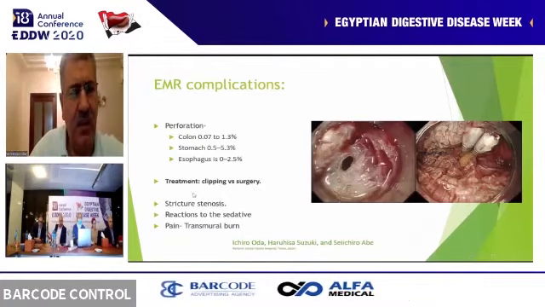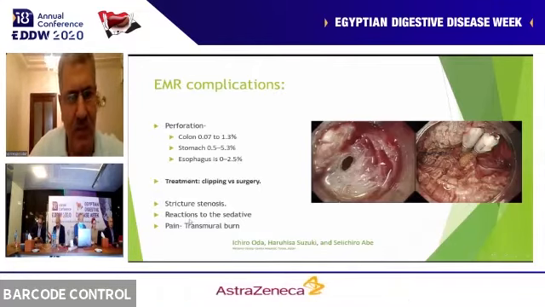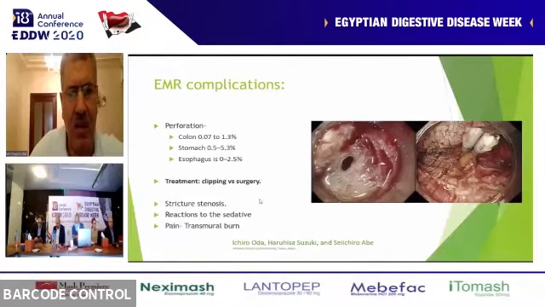clipping. Now, there are other complications, including strictures, especially if you're doing EMR in the esophagus with multiple lesions like Barrett's. And if you're doing it at the pylorus, of course, reactions to sedation like any other procedure. And again, transmural burn, a burn to the muscularis propria can happen and usually is managed by non-steroidals.